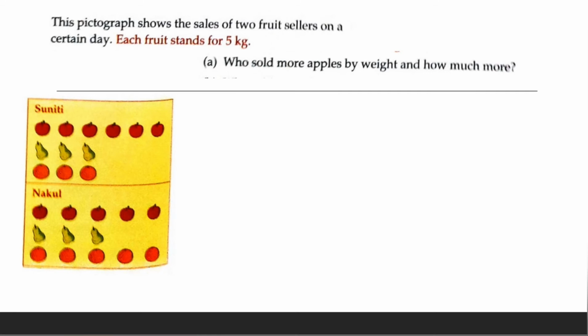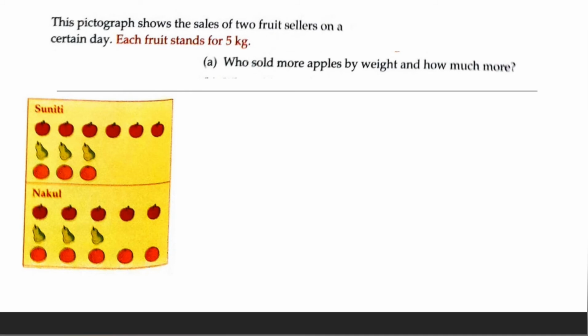Next is, this pictograph shows the sale of 2 fruit sellers on a certain day. Each fruit stands for 5 kg. The first question is who sold more apples by weight and how much more? So in this each fruit is equivalent to 5 kg and there are 2 fruit sellers, Suniti and Nakul. So our first question is we have to find who sold more apples by weight and by how much.